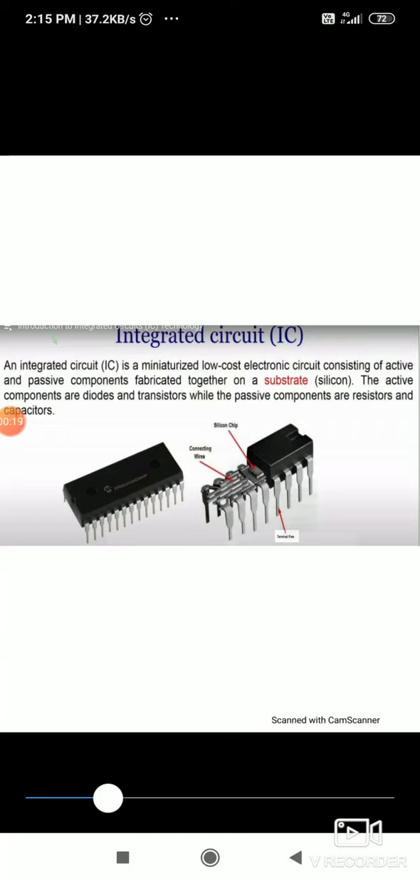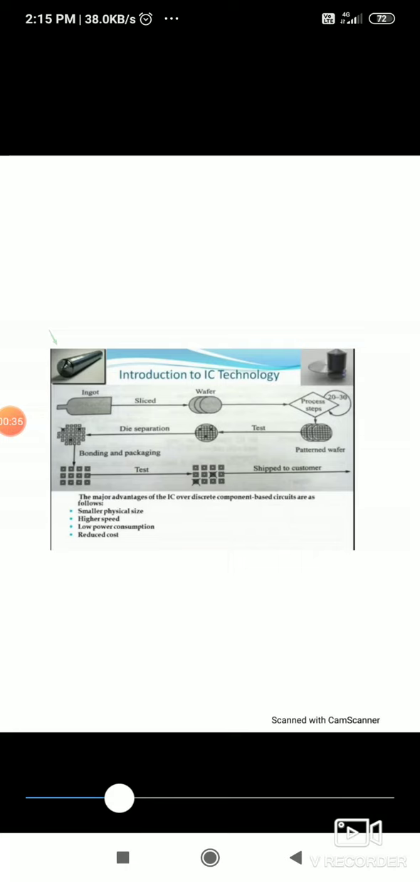IC is an integrated circuit, and the definition is: it is a very miniaturized, low-cost electronic circuit consisting of active and passive components on a single silicon chip. How is this substrate or wafer fabricated? This is the process.